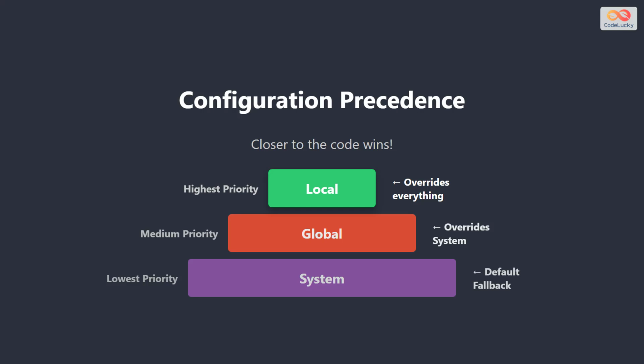Now, what happens if you have settings in all three places? Git follows a simple hierarchy. The closer the configuration is to the code, the higher the priority. This means local settings override global settings, and global settings override system settings.